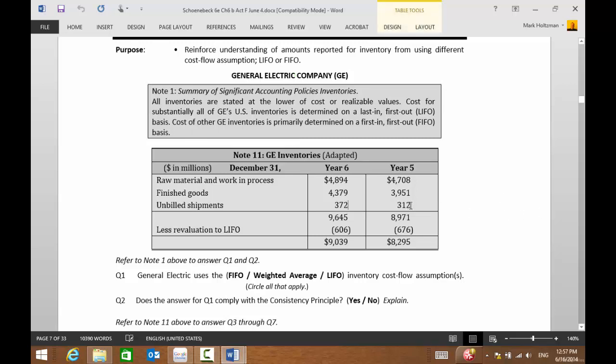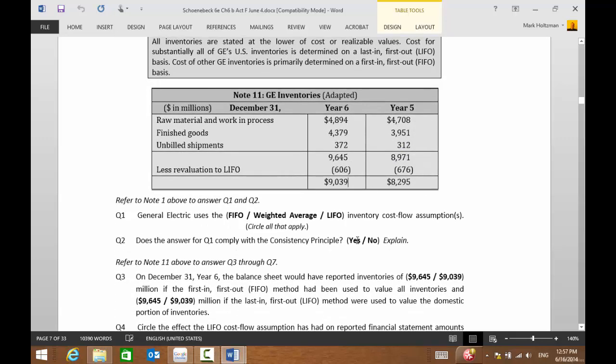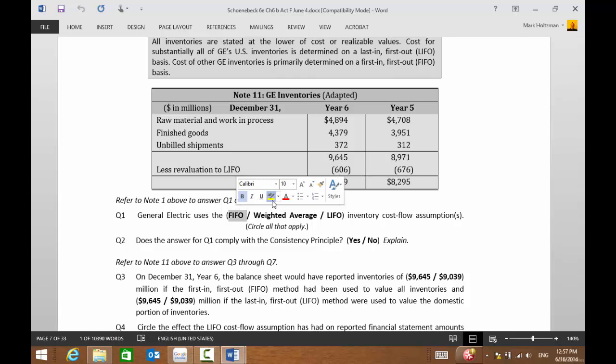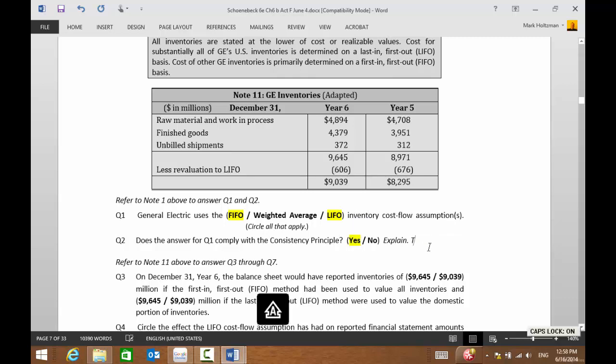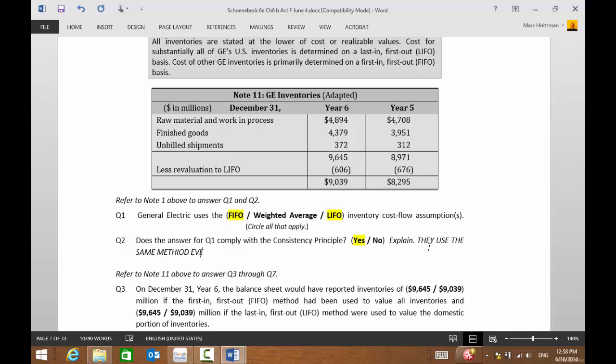Okay, so here you can see the inventory values. Now these values are really at current cost, or FIFO. It's not really clear from this, but it's at current cost, or FIFO. Then they make a subtraction to revalue it to LIFO. So this way you would know. So let's answer the question. Which system do they use? They use both. And we didn't talk about the consistency principle. The consistency principle says that you use the same accounting method every year. But it does comply with the consistency principle because they use the same method every year.